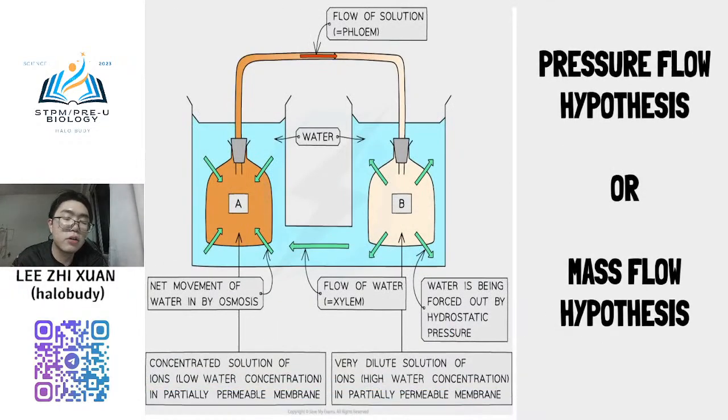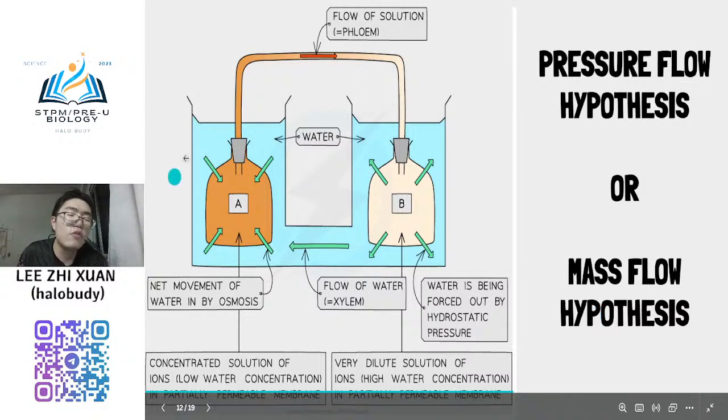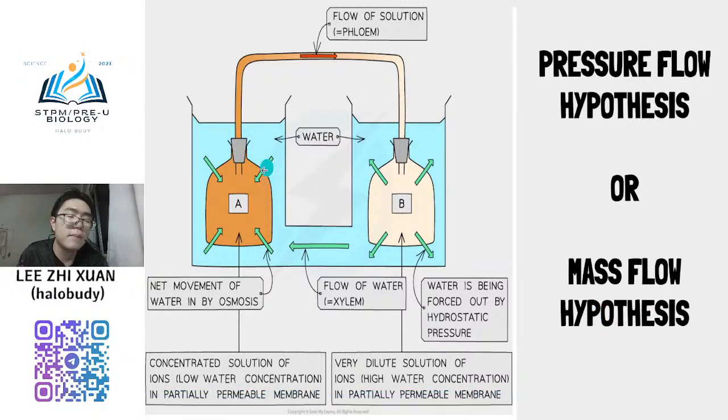Okay, so this is overall the pressure flow hypothesis. Another name for this theory is the mass flow hypothesis. Both of them are actually the same, just that the mass flow hypothesis is based on the experiment, while the pressure flow hypothesis is what we already applied inside the plant. With the mass flow hypothesis, we focus more on the experiment-based explanation. This one is very famous when it comes out in objective questions.